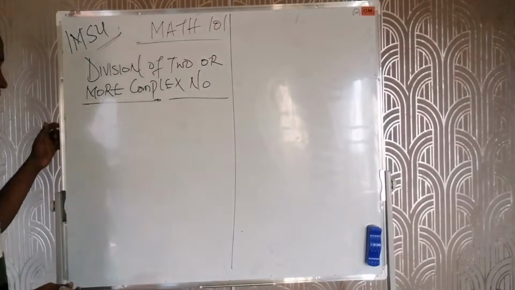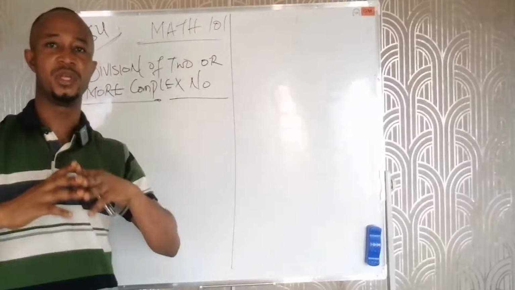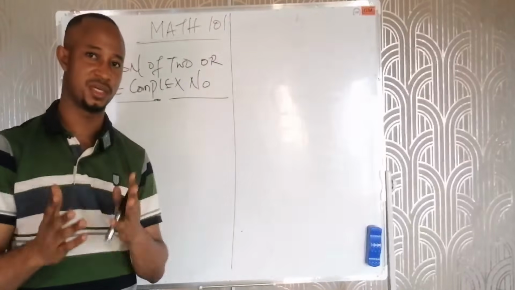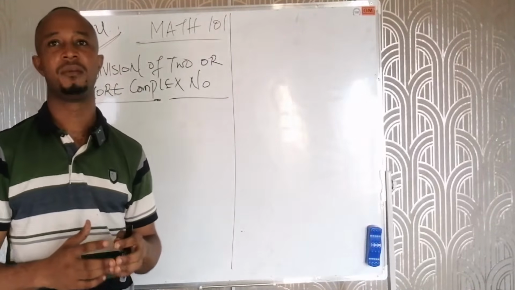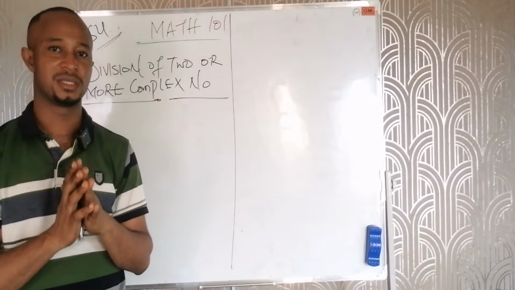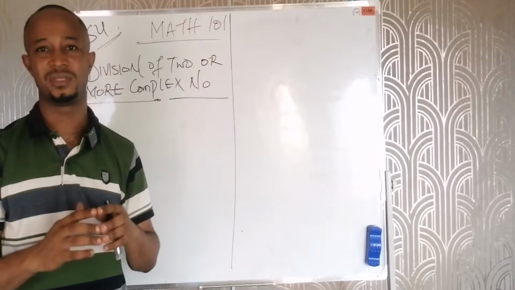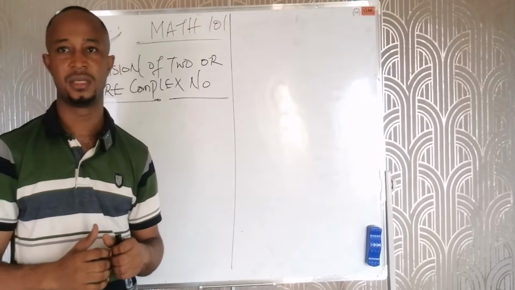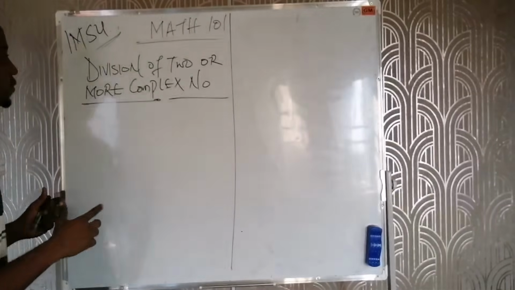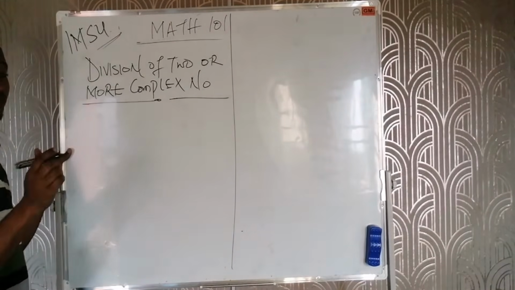Okay, division. Listen, before you go into division, you must fully understand what conjugate is all about, right? Because without knowing how to find conjugates of a complex number, you cannot know how to divide. Please take note that in dividing two or more complex numbers, we have to rationalize the denominator.